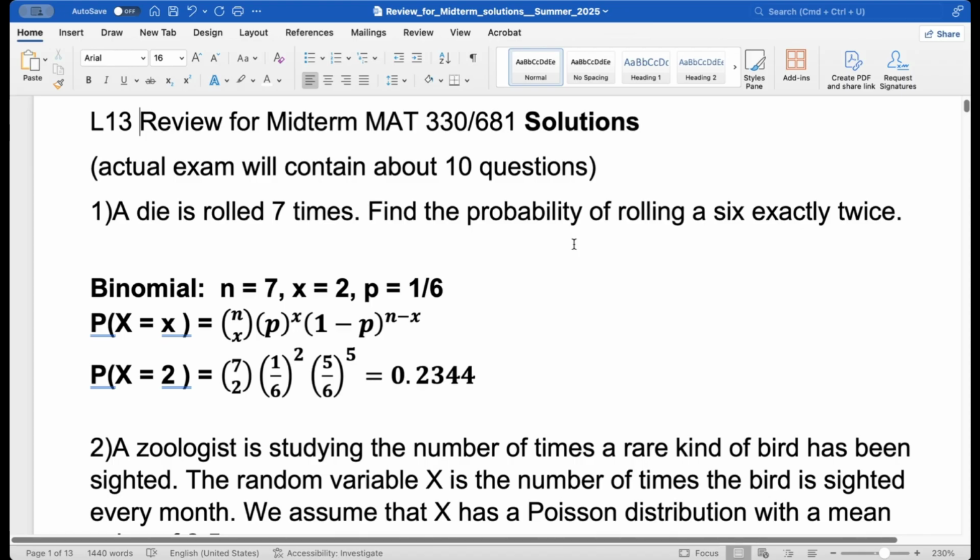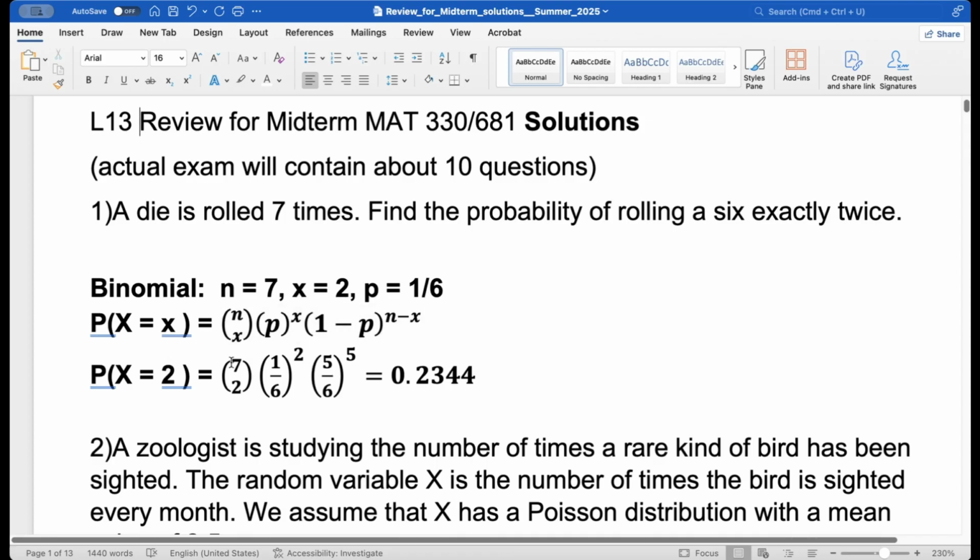We're going to assume that each roll is independent. The value on one roll does not affect the value on any others. And the probability is fixed for any value when you roll a die. The probability is the same. It's 1 out of 6. So n is 7 trials. Number of successes, x is 2. Probability of success in a single trial is 1 out of 6.